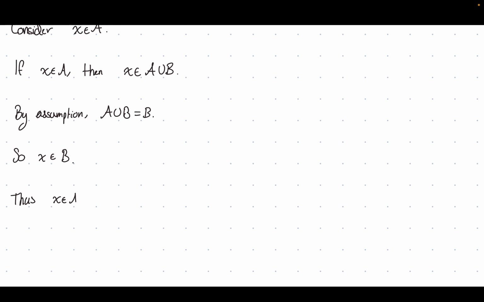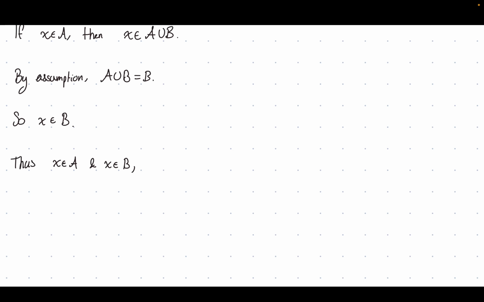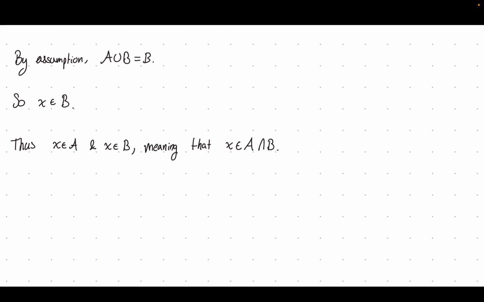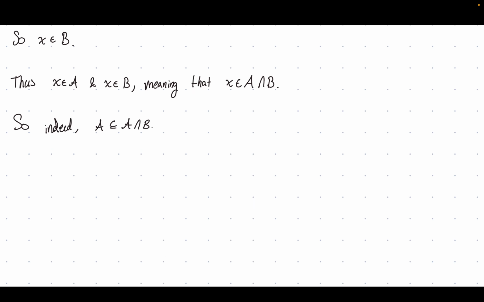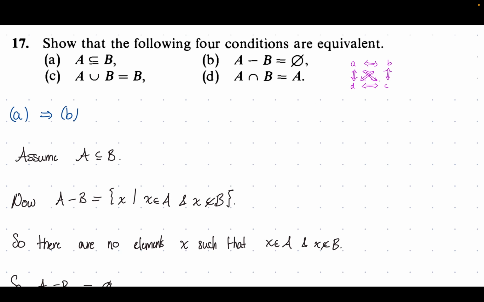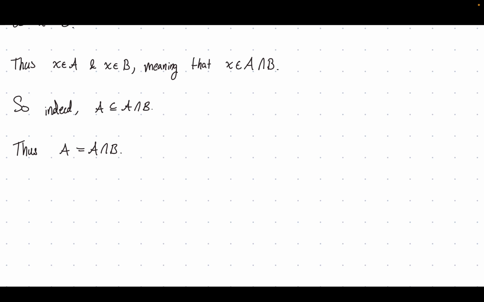Thus, X is in A and X is in B, meaning that X is going to be in A intersect B. So, indeed, A is a subset of A intersect B, and thus A is equal to A intersect B, which is exactly what I wanted to show. You know what, just for consistency's sake, let's swap these around.